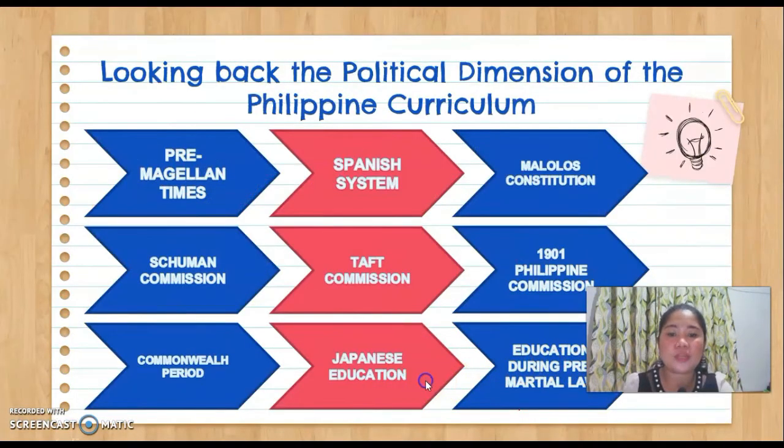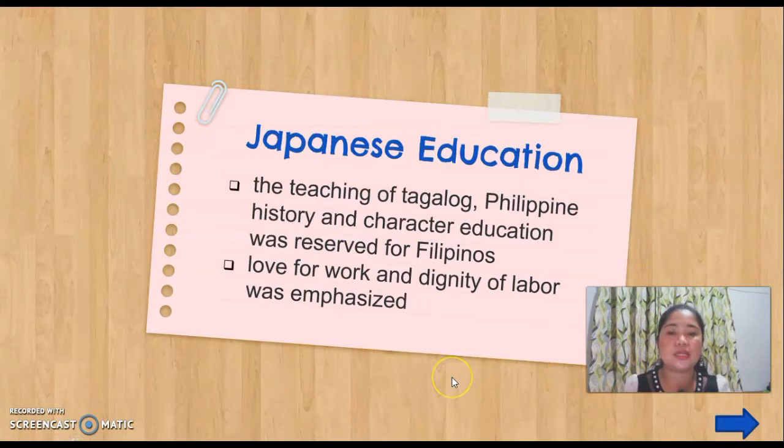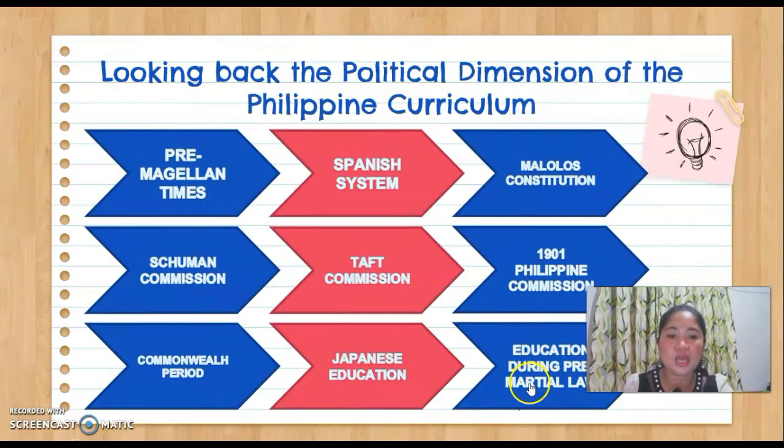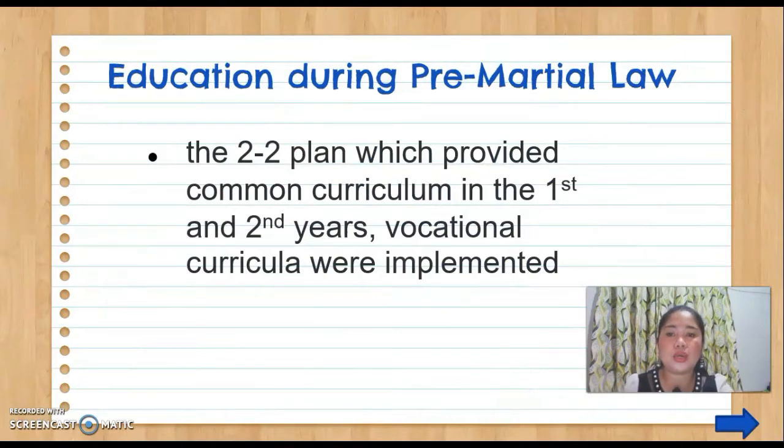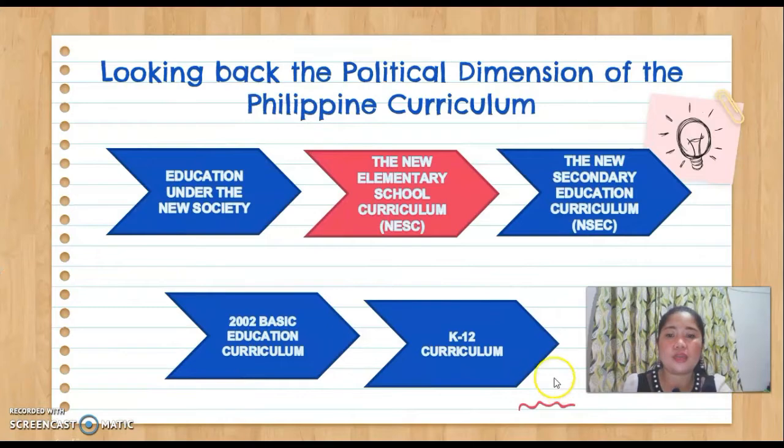Then we have the Japanese education, or Japanese era. During this time, the teaching of Tagalog, Philippine history, and character education was reserved for Filipinos. Love for work and dignity of labor was emphasized. Education during pre-martial law: here, the two-track plan, which provided a common curriculum in the first and second years, and vocational curricula were implemented.